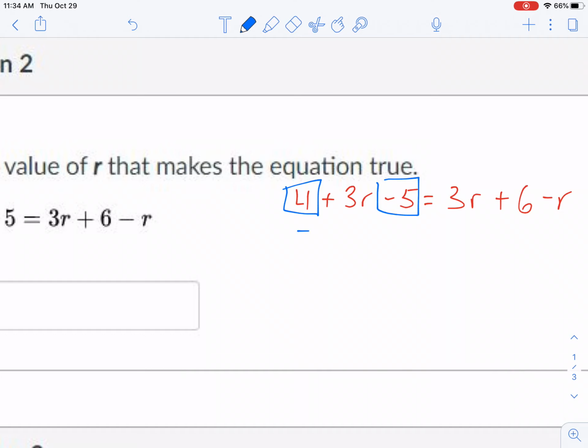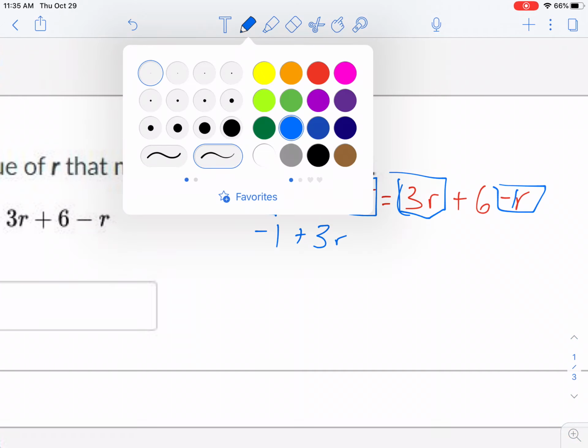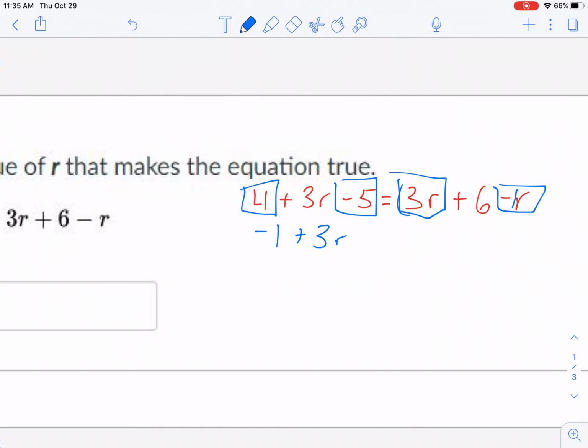4 plus negative 5 is negative 1. The plus 3r just drops straight down. And then on the other side, 3r is just like negative r, or minus r. So remember that if there's not a number written there, we can assume it's a 1. So 3r plus negative 1 is simply 2. R comes with it. The plus 6 drops straight down.